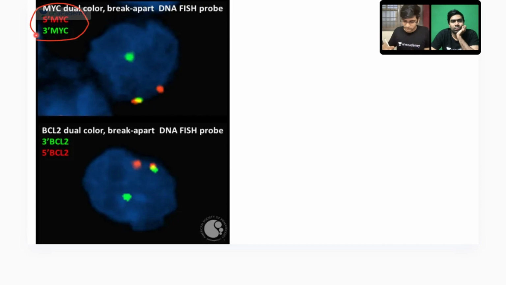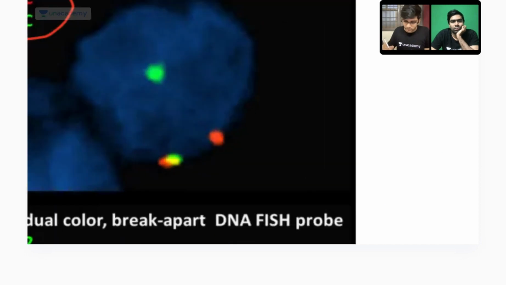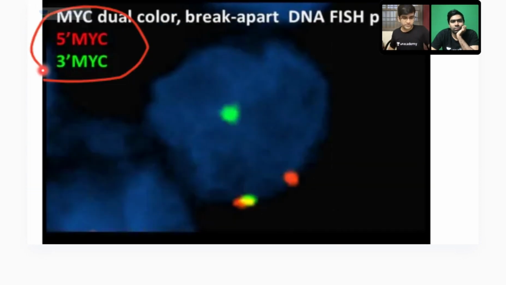Look here. It's written, maybe I'll zoom a little bit. It's written 5' is c-MYC and 3' green was 3' of c-MYC. So I'm having an image like this. Is this normal or abnormal? Whatever I circle, 5', 3', very close together. No, this is normal, right? This is not a fusion FISH.